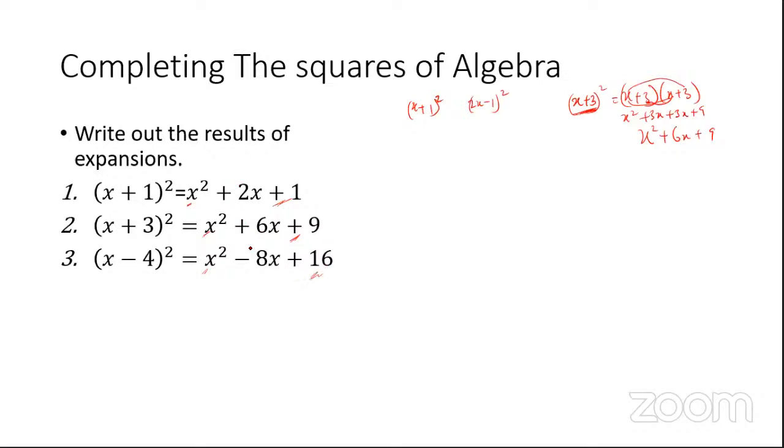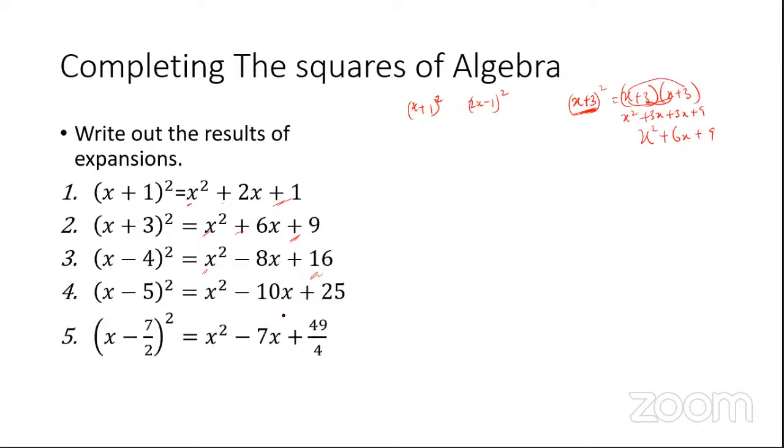But the middle one is changing. When this one is plus, the middle one is plus. But when this is minus, the middle one is minus. So let's still be observant. Let's still see x minus 5 squared. You observe that it's still the same thing here. That's x squared minus 10x plus 25.